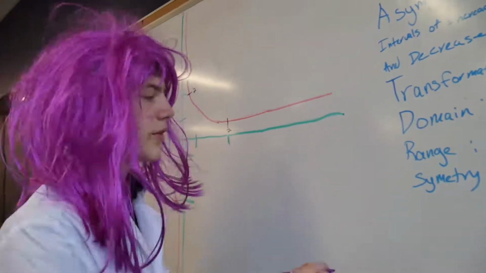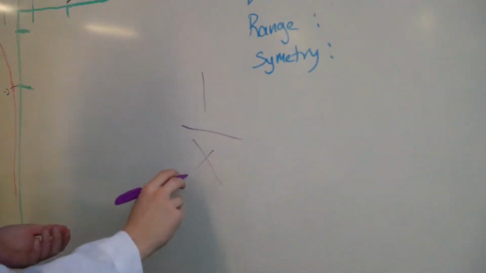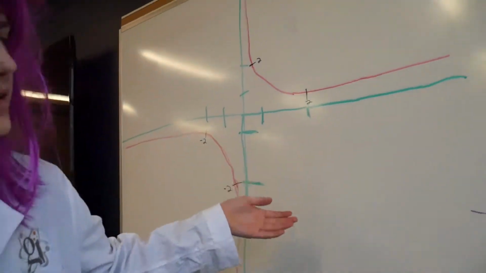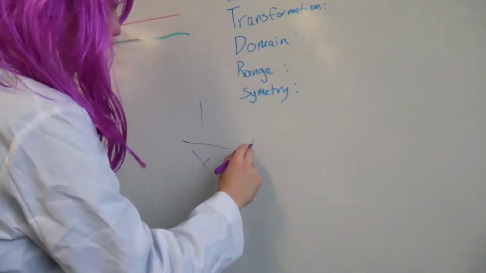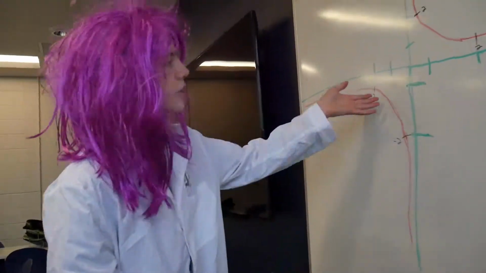Transformations are pretty easy on a rational function. You just take your base rational function, ours is 1 over x. Let's say you want to move it up 1 unit. So you'd put 1 over x plus 1, and then the whole graph would shift up 1 unit.